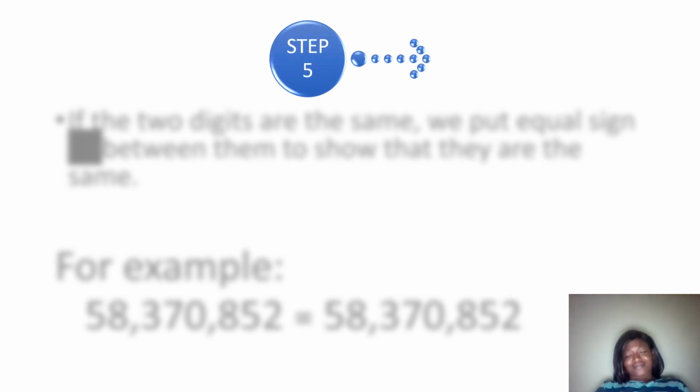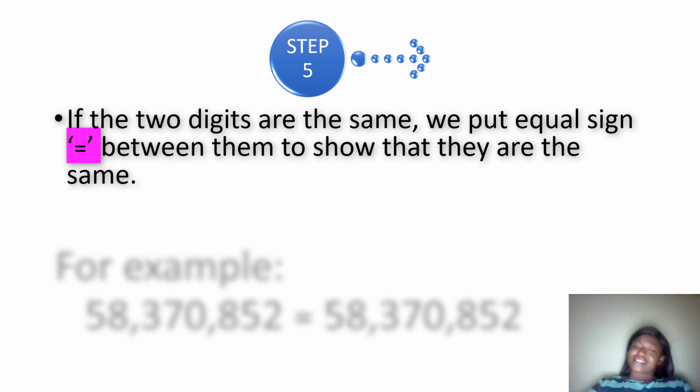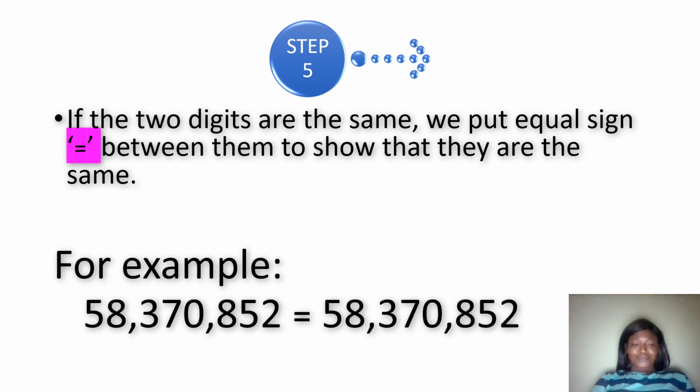That's step 5. Step 5 is our last step. If the two digits are the same, we put an equal sign between them to show that they are the same. So when you compare from the beginning to the end and the digits are all the same, we put an equal sign between them. So for example, 58,370,852 equals 58,370,852.